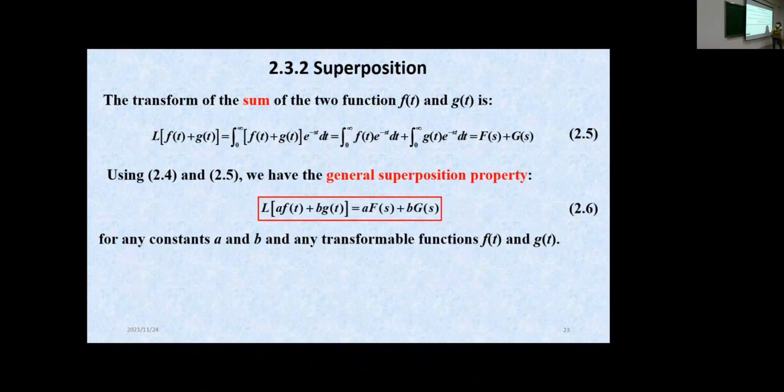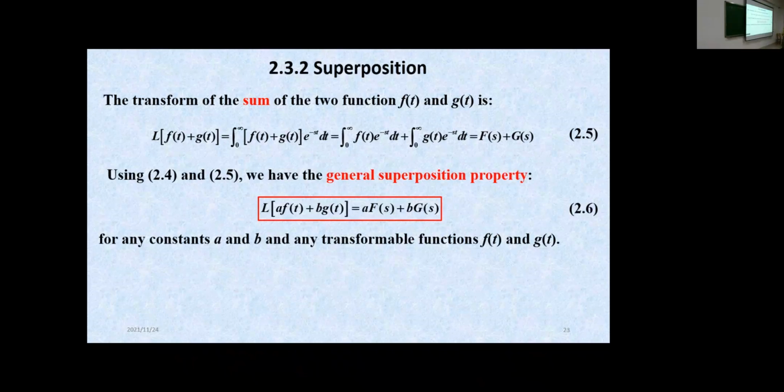So how about we think about the general superposition problem? How about if there are two constants, one times f(t), another times g(t)? Then the Laplace transform is a F(s) plus b G(s). This refers to the previous rule we just learned, right?